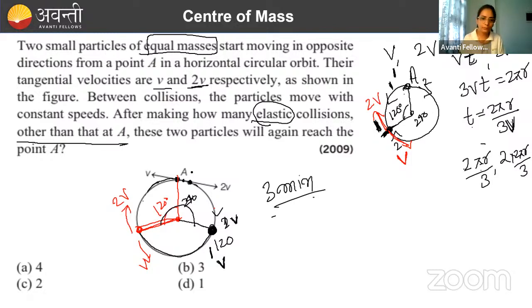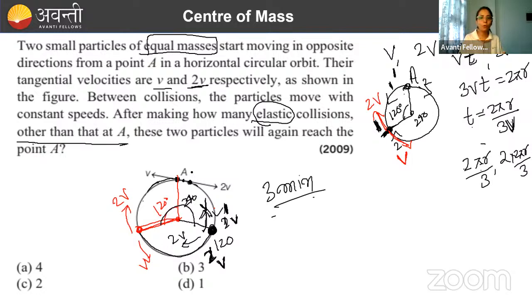Now this was the second particle, this was the first. The first particle was having velocity 2v. At this time, what will happen? Again, an exchange of velocity will occur. So the first particle will now start moving in this direction with velocity v, and the second particle will start moving with velocity 2v in this direction.